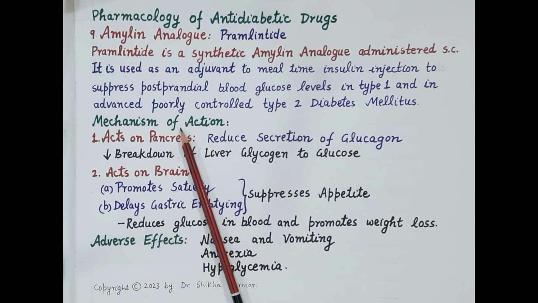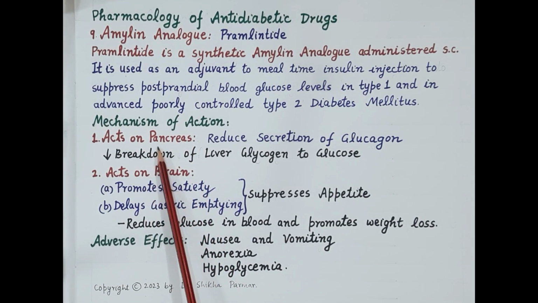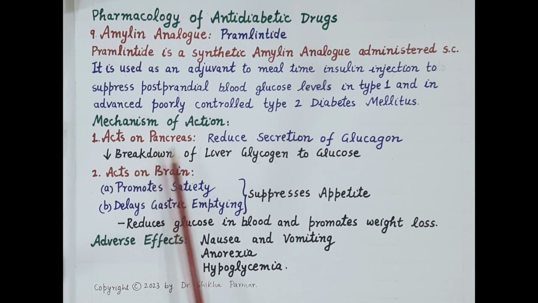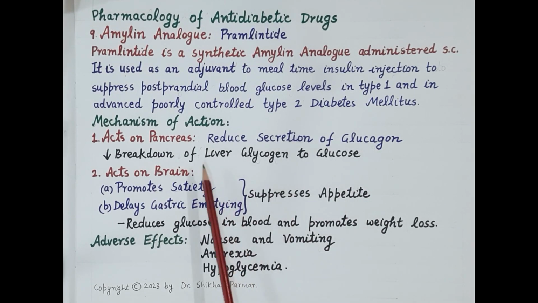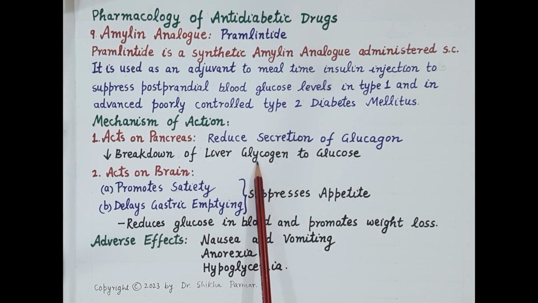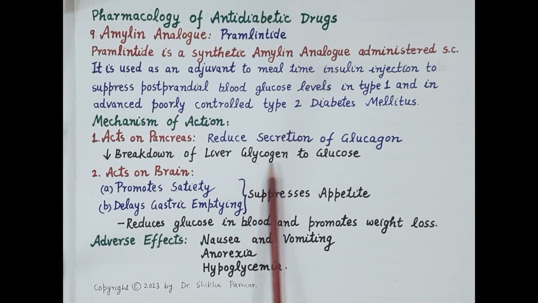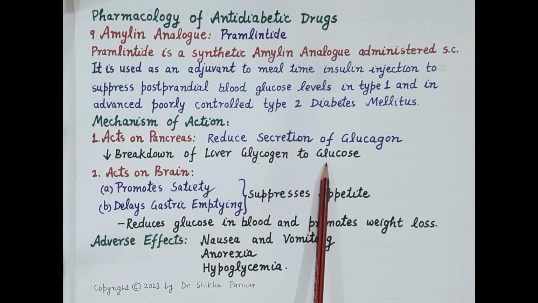Now, pramlintide's mechanism of action is similar to natural amylin's action. Pramlintide acts on the pancreas and reduces secretion of glucagon. Reduced secretion of glucagon reduces breakdown of glycogen stored in the liver to glucose. So, this reduces release of glucose from the liver, which in turn reduces levels of glucose in the blood.